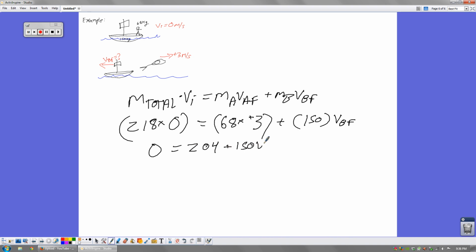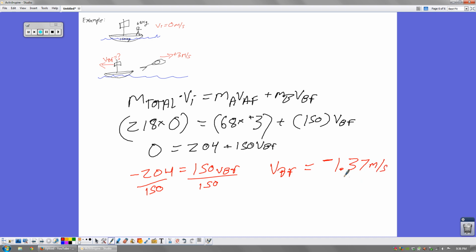Plus 150 VBF. At this point, it is an algebra problem that you better know how to solve. You get this equals 150 VBF, divide both sides by 150, and you get VBF. The velocity of the boat after the crash is negative 1.37 meters per second, which means to the left, which is what you'd expect. Because if you're standing on something and you jump one way, it gets pushed the other way.